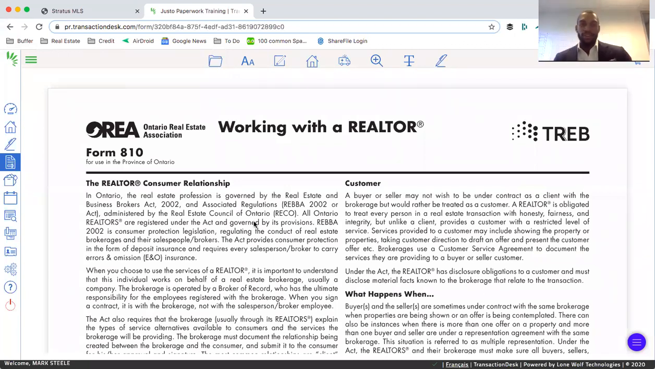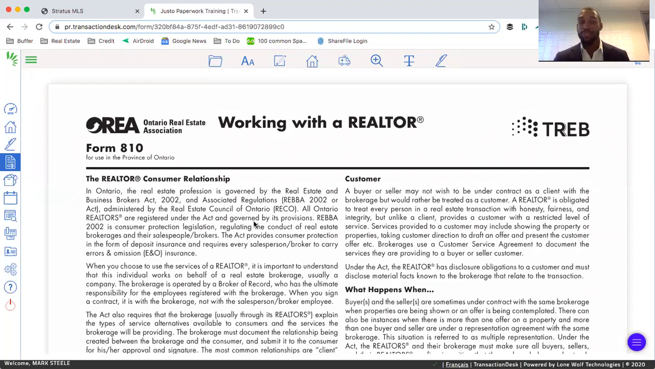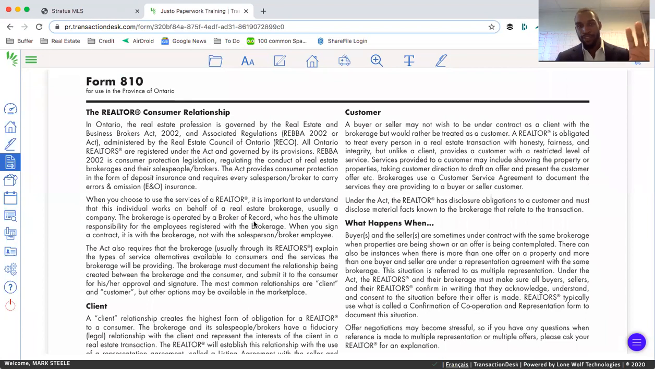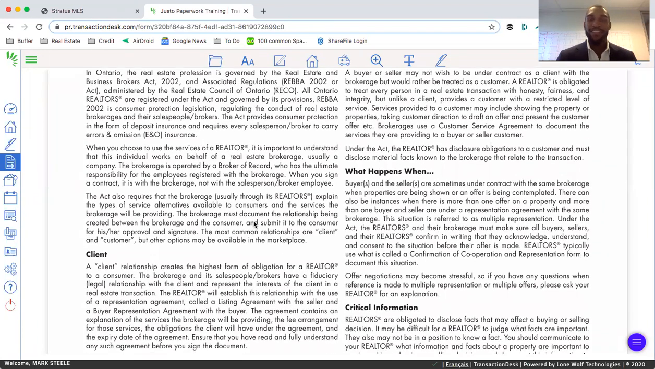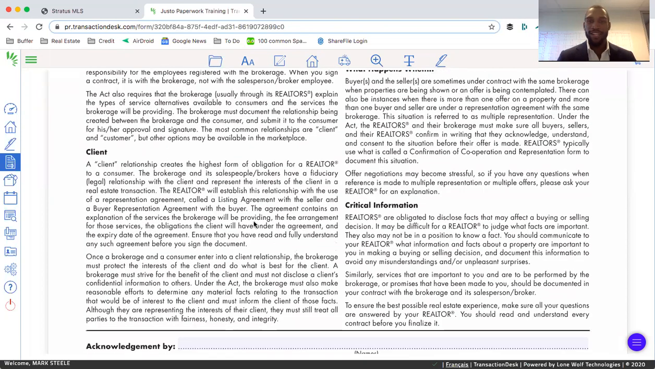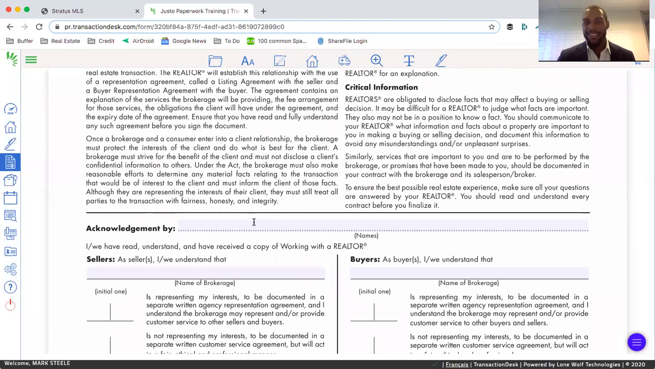Again, as I explained before, this essentially just explains the difference between a customer relationship versus a client relationship. You can definitely feel free to read all of this when you have some time if you haven't read it already. When I first got started with real estate, I read every transaction 5-10 times to understand it. And now it's kind of second nature, so I don't look into it too much anymore. But it is all very simple and very straightforward.